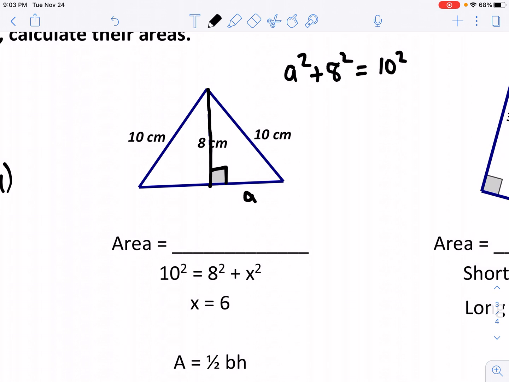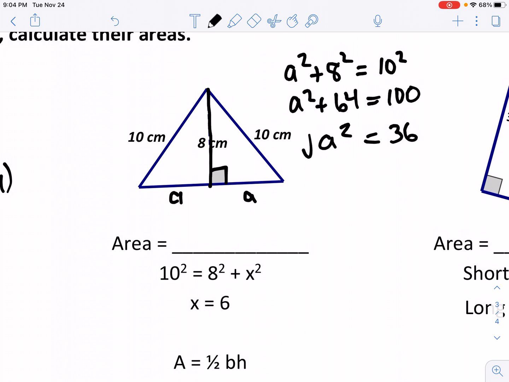But notice, isn't it going to be the same measurement over here? Yeah, so once I find a, I'm really finding both of those pieces, and together that's going to give me my base. So a squared plus 8 squared, which is 64, equals 10 squared, which is 100. So we have a squared, subtract 64 from both sides, and we get 36. Square root both sides, and we get a equals 6. So this is 6, and this is 6. But we want the length of the entire base.